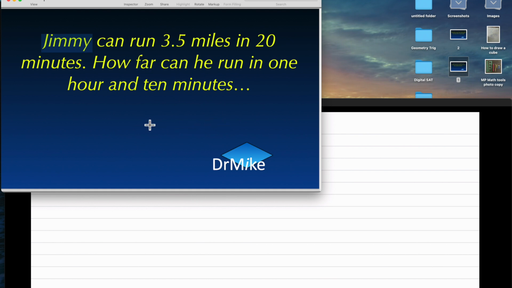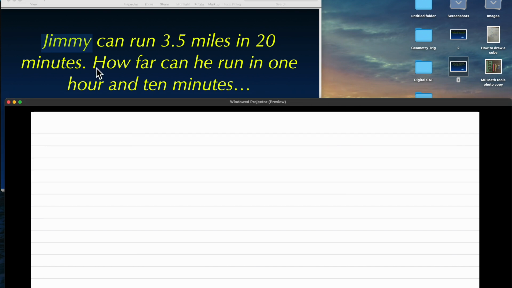Folks, one of the keys to solving word problems is to look for expressions like this. How far? How many? How much? Whenever you see words like that, that's what you're going to set your x equal to. So when they ask you how far, we know immediately that we're going to set x equal to a distance unit. And the only distance unit here is miles. So we know x is going to be miles.